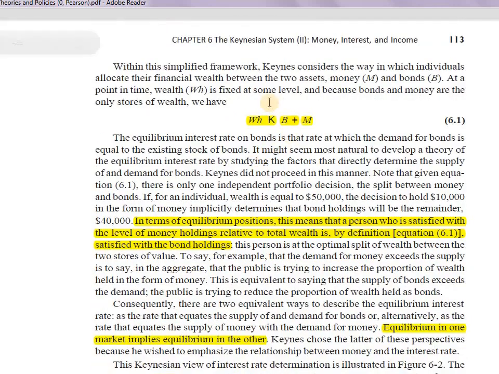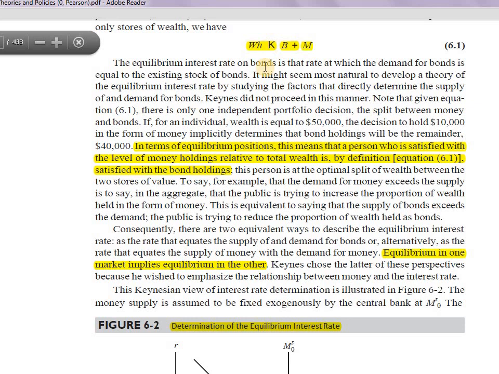Now Keynes stated that entire wealth can be held either in the form of bonds or in the form of money. This is simple: if a person is satisfied with her money holding, by default she would be satisfied with the bond holding also. So equilibrium in one market means equilibrium in the other market. If she is happy with the quantity of money she has, she is happy with the bond holding also. But if she thinks the money holding is less, it means she has an excess of bonds, so she is not satisfied in either case. Satisfaction in one market means satisfaction in the other.